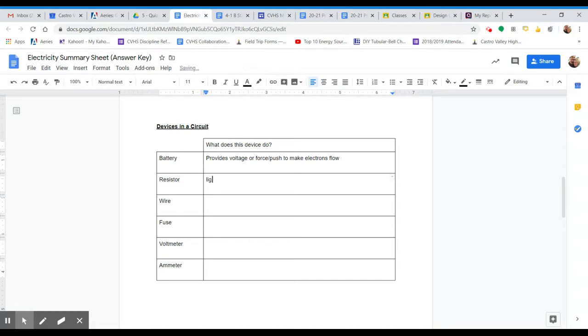A resistor is like the light bulb or any electrical appliance that requires energy to work, and so the resistor opposes the flow and it'll convert some voltage or power into mechanical energy, heat, etc. The wire is basically the conductor, and it gives a surface for electrons to flow easily.